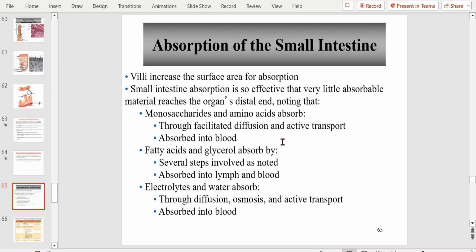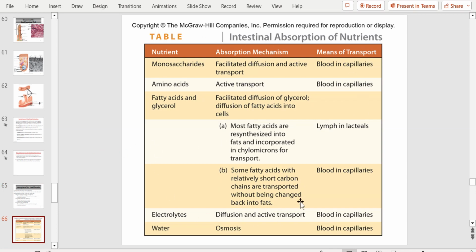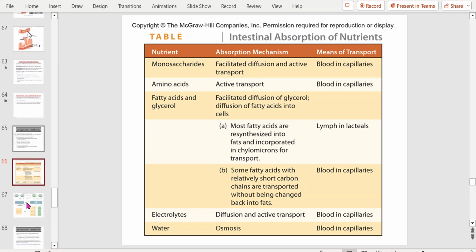Monosaccharides and amino acids are absorbed through facilitated diffusion and active transport, absorbed into the blood. Fatty acids and glycerols are absorbed by several steps involved as noted, absorbed into the lymph and blood. Electrolytes and water are absorbed through diffusion, osmosis, and active transport right into the blood, all go into the hepatic portal system. There's a nice little recap. Absorption mechanism and means of transport. Good stuff.